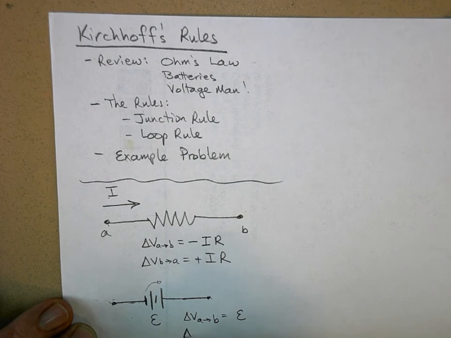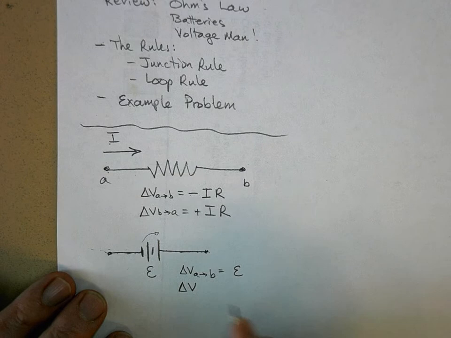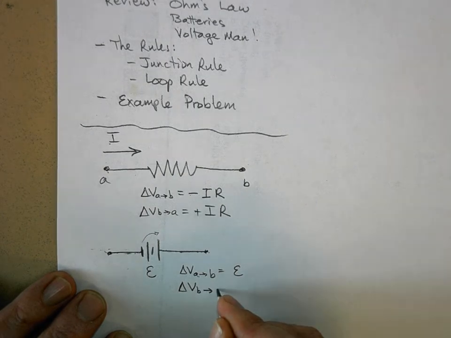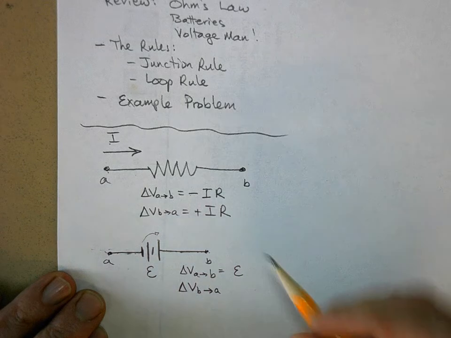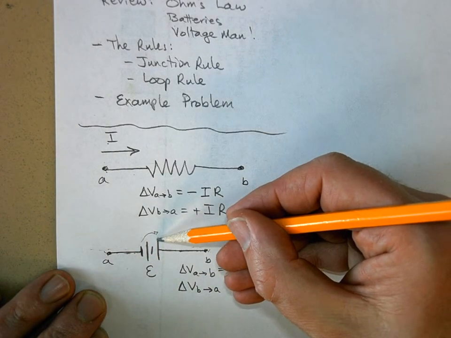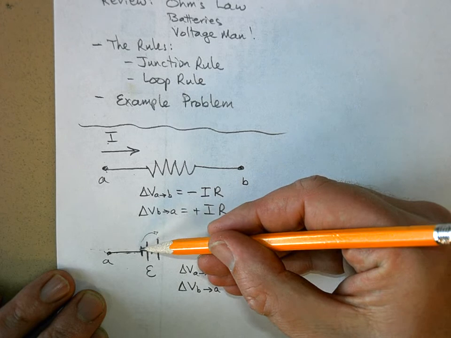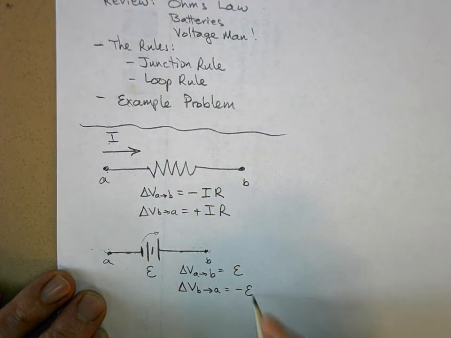But what if I change direction? Oops, sorry. What if I go from B to A? Now it kind of looks awkward, but here's A and here's B. What if I go this way? Well, look at how this is drawn. Do you see how this is higher than this? So you're stepping down in voltage. That's the way to remember it. So this will be negative E.